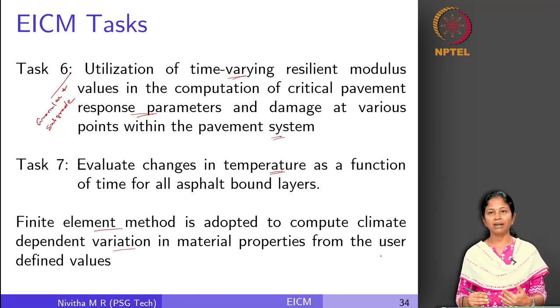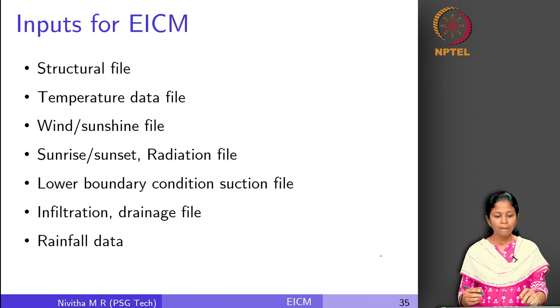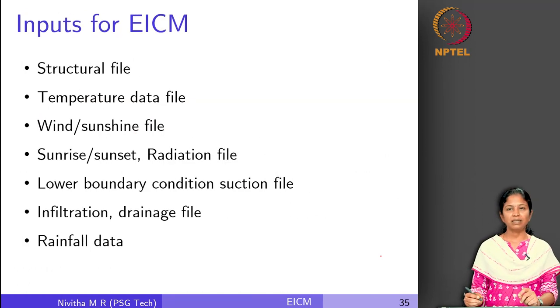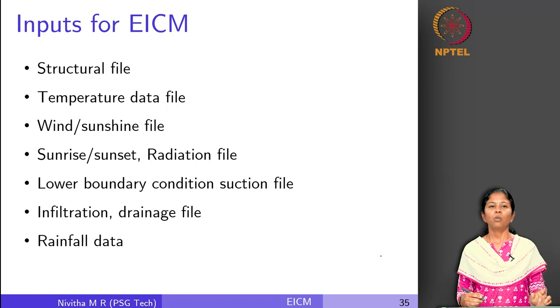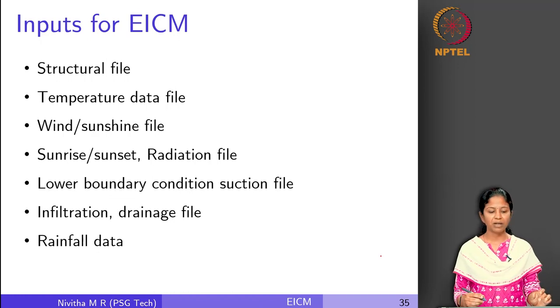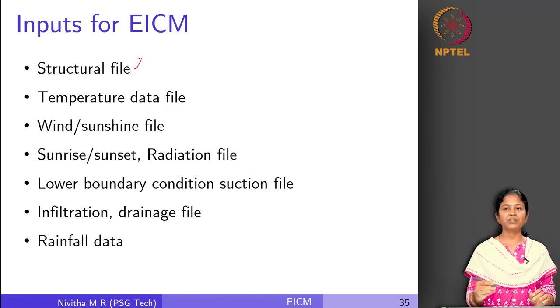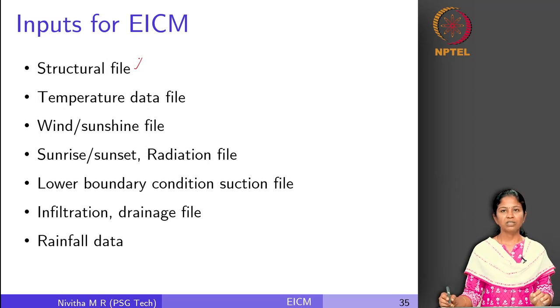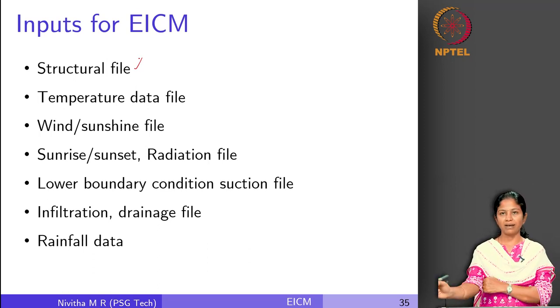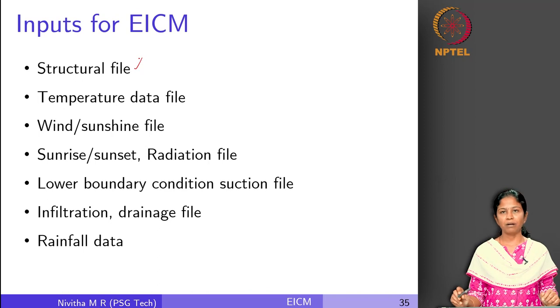These seven tasks are the simplified tasks that EICM is going to perform. Now, what are the inputs for the EICM model? To perform all these tasks, what are the individual inputs that we have to give? One is the structural file, which contains information about the cross-section of the pavement: what are the individual layers, thickness, material properties, and all other information required for different types of layers.